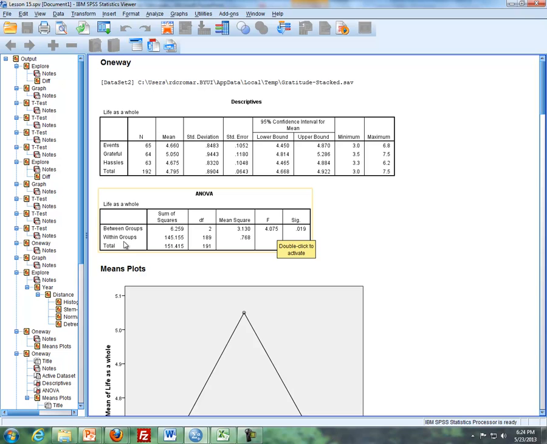And then within group variation. Generally speaking, the degrees of freedom for this is the total sample size combined from all of the groups minus the number of groups, and so in this case it's 189. Both of those have to be listed for step 3. For step 4, the p-value is the number right here under what says SIG for SPSS. So in this case, the p-value is 0.019.